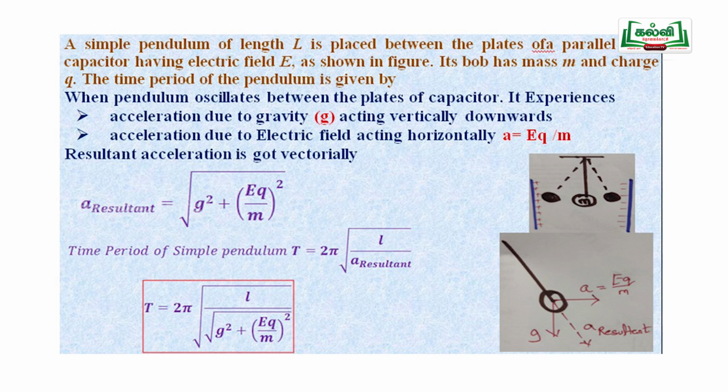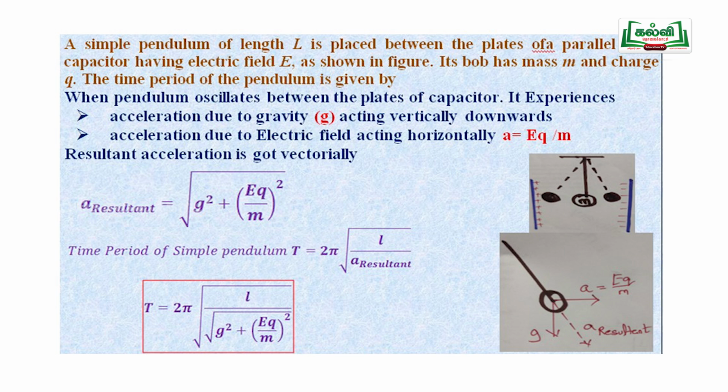The resultant of these two vectors, when two vectors are acting perpendicular, the resultant formula is R is equal to root of first vector square plus second vector square. So in this case, root of g square plus a square, which is nothing but EQ by m whole square. So my resultant acceleration is a is equal to root of g square plus EQ by m whole square.